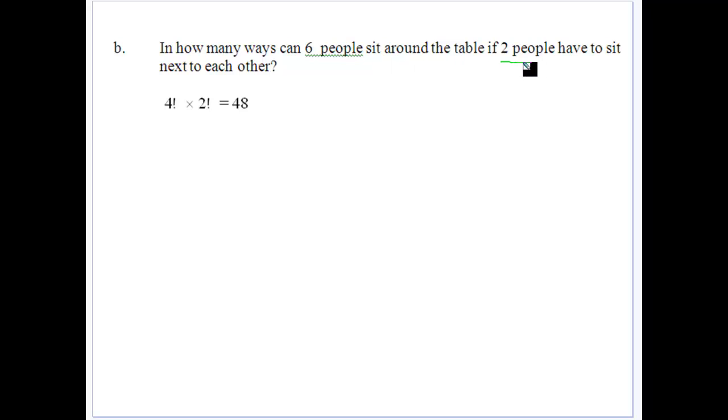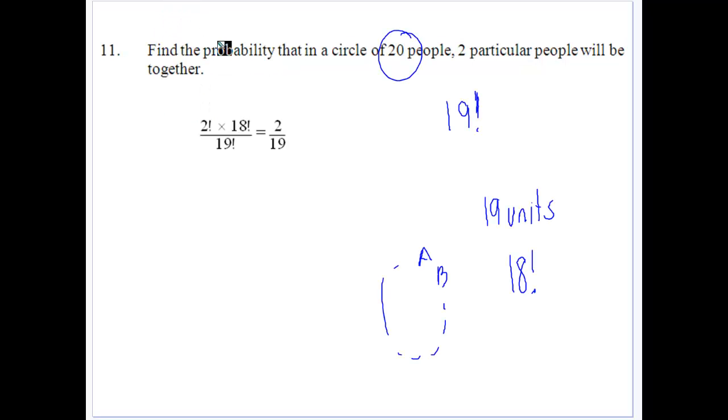If we've got 2 people having to sit next to each other out of the 6 people this time, well, again, consider those 2 people as one unit. So because there's 6 people and there's 5 units or 5 elements, they can be arranged in 4 factorial ways, and the 2 people have to sit next to each other, so they can be swapped back and forwards, so they can be arranged 2 factorial ways.